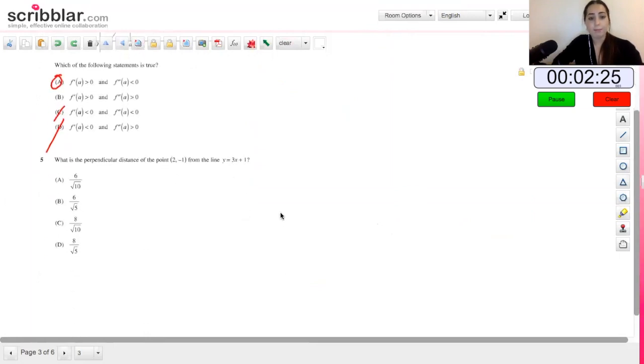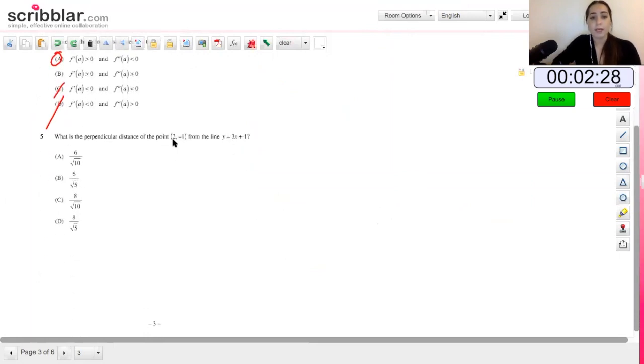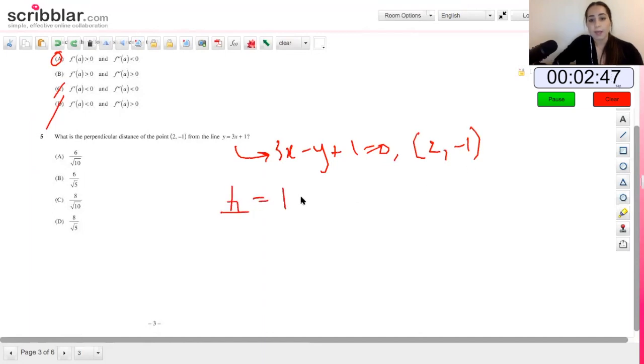Question 5, what is the perpendicular distance of the point 2, negative 1 from the line? In order to use the perpendicular distance formula, you need to have your straight line in general form. So I'm going to bring the y over, so I get 3x minus y plus 1 equals 0, and the point is 2, negative 1. So the perpendicular distance formula is the absolute value of ax plus by plus c all over the square root of a squared plus b squared. And you just simply substitute that in.